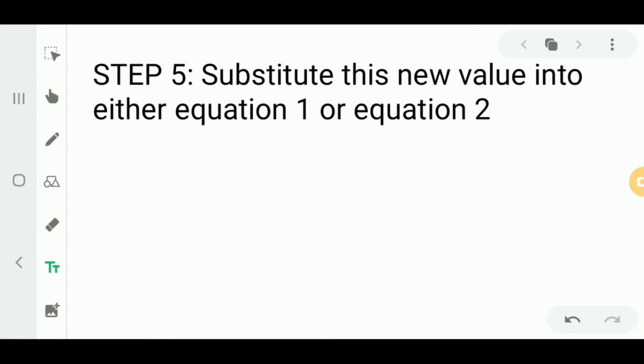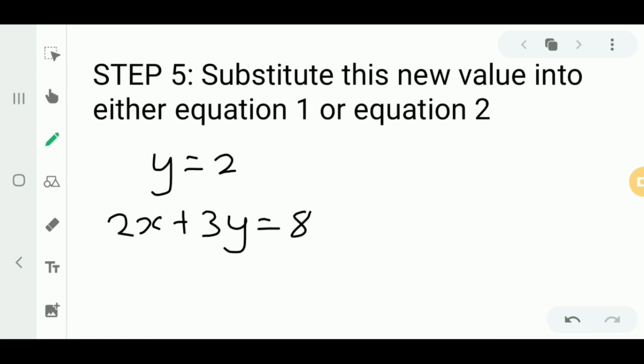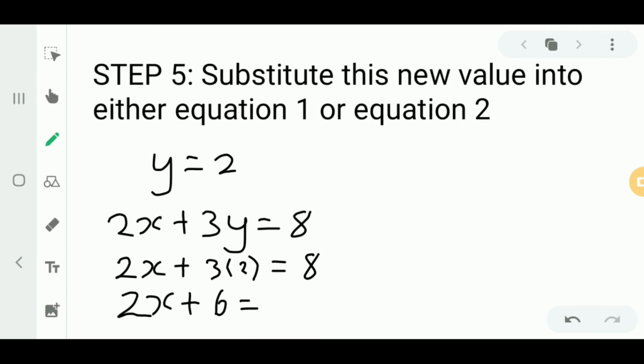So step 5 says, substitute this new value into either equation 1 or equation 2. So the new value that we just got was y is equal to 2. Let's say we're going to choose equation 1. So this was equation 1. What we do now, anywhere we see y, we substitute 2. So we have 2x plus 3 times 2 is equal to 8. So now we have 2x plus 6 is equal to 8.